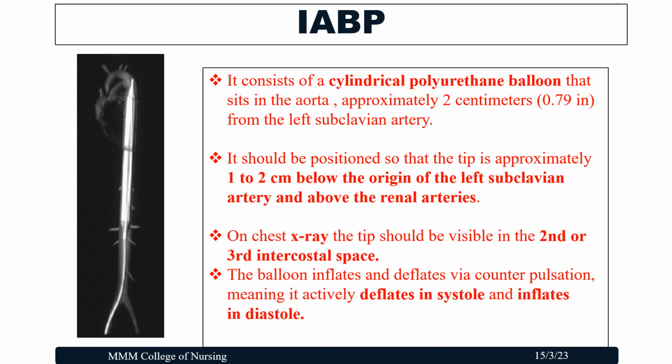On chest X-ray, we can see the tip of the catheter in the second and third intercostal space. The balloon inflates and deflates via counter pulsation, which means the balloon actively deflates in systole and inflates in diastole. When systole happens, an adequate amount of blood is pumped into the systemic circulation because the balloon is deflated, and in diastole it is inflated so that more blood goes into the coronary arteries.